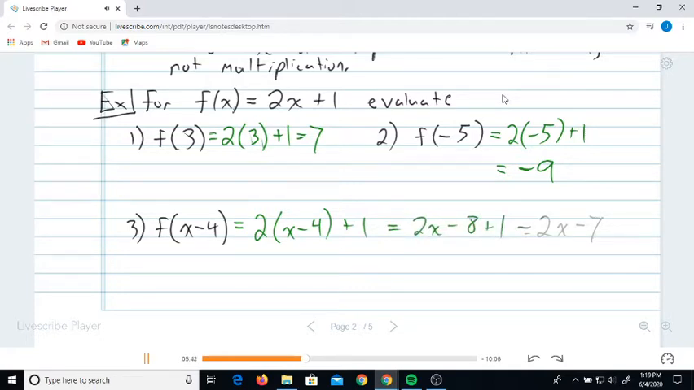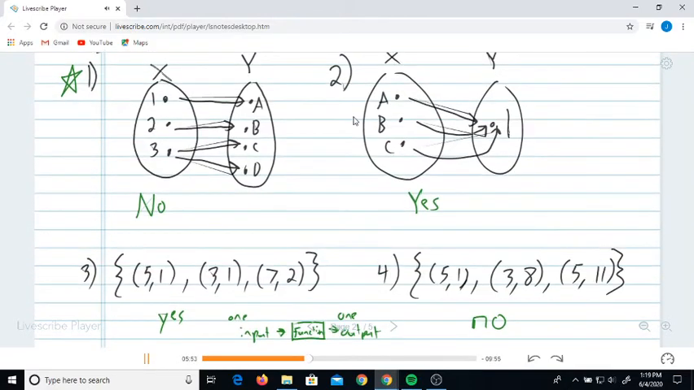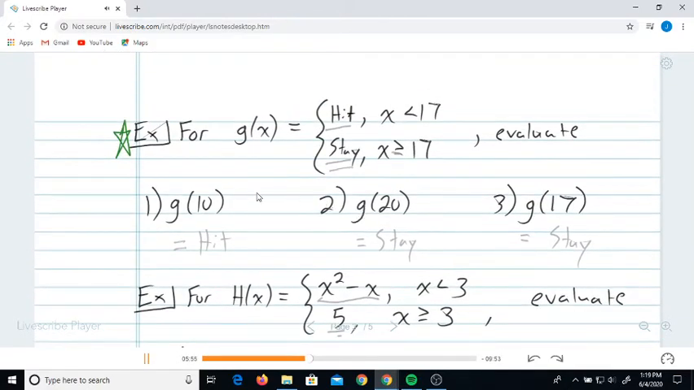And it simplifies to 2x minus 7. What we actually just did there is called composition of functions, but we'll talk more about that next week. Let's go ahead and look at this next example where we introduce our first piecewise function of the semester.